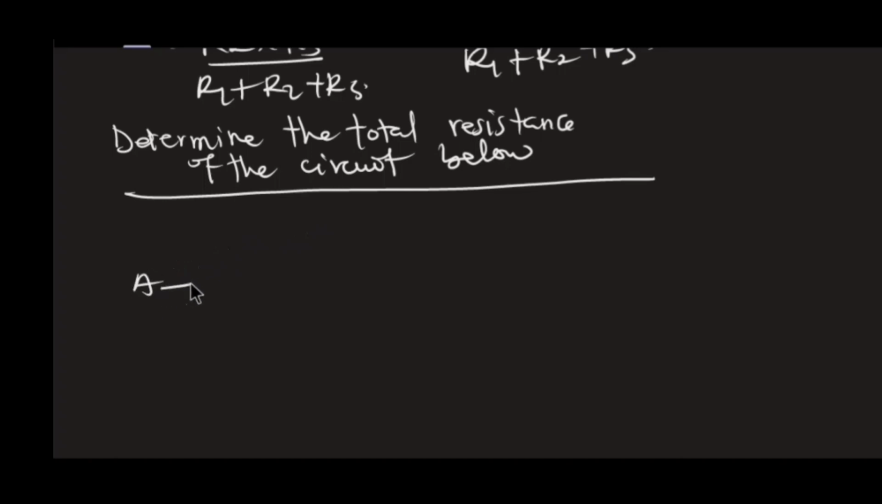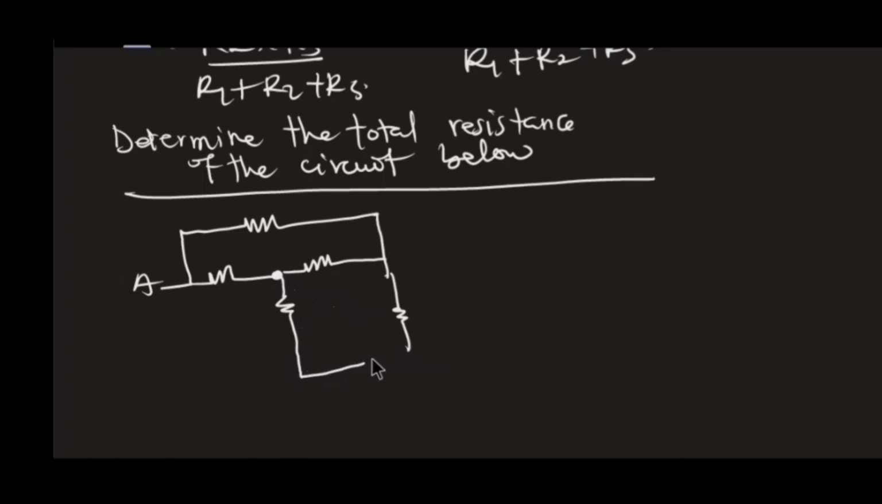I have point A, and it will come down like this. Here's my point B, point A. Here it's given by 6 ohms, here 3 ohms, 6 ohms, then 6 ohms, then 3 ohms. So the question is, determine the total resistance of this circuit below here.